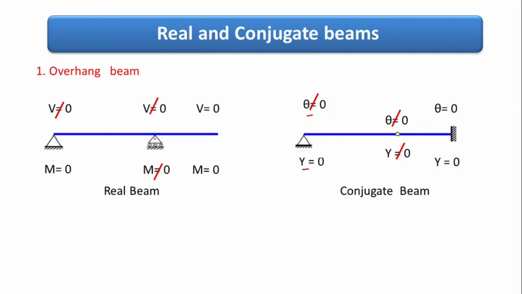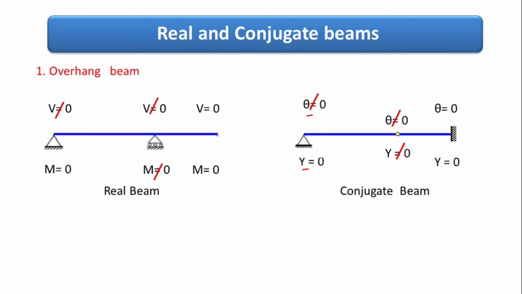Again the same with this roller support. The intermediate support here is replaced by a pin, where this pin indicates that the bending moment is not equal to 0 in the overhang beam. Also the shear force is not equal to 0. So when there is some slope, that is why theta is not equal to 0, as well as y is not equal to 0.